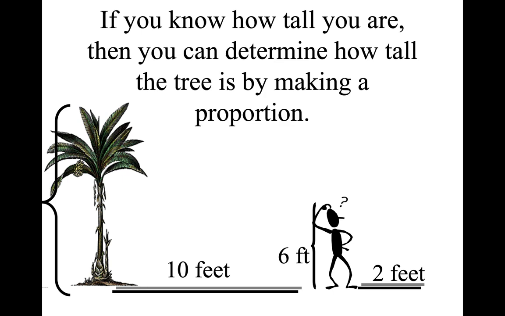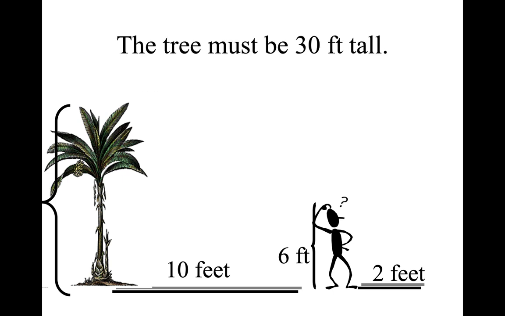So if I did that, apparently I didn't write out the proportion. That's okay. If I did that, the tree ends up being 30 feet tall, because if I do 6 over 2 is equal to x over 10, which we're going to do, let's do this here.